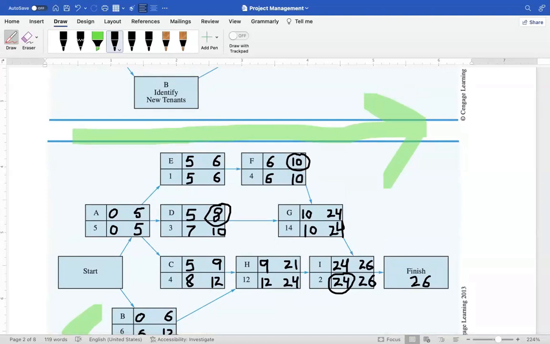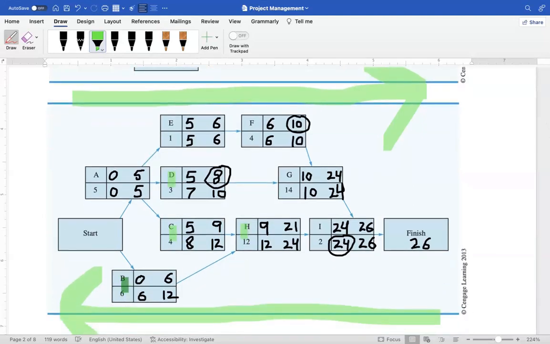Activity D starts at 5 and finishes at 8, and the latest time it can start is 7, and then it will finish at 10. So here we have some slack of 2 hours. In this one, do we have any slack? No, because the difference of 10 and 10 and 24 and 24 is 0. So we have some slack in this activity, in this one, in this one, and also here.